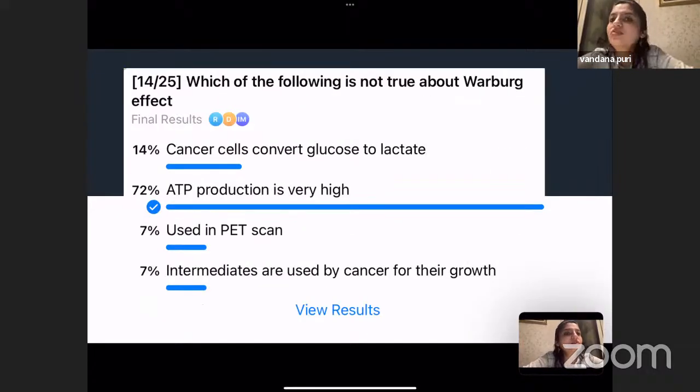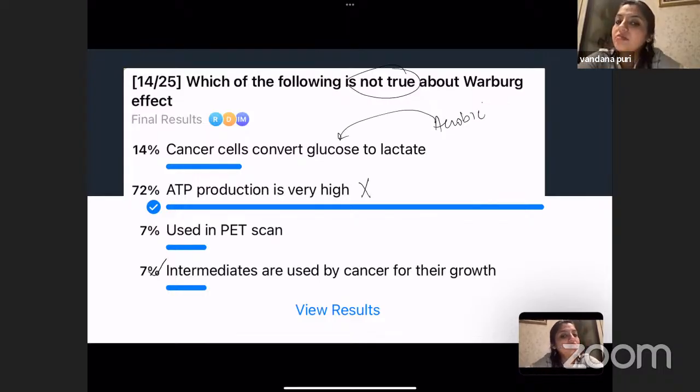Now coming to the Warburg effect, this we have already discussed in the group also. I think somebody asked in the group. So yes, we know that the Warburg effect is typically aerobic glycolysis, and in this the cancer cells convert glucose to lactate. But remember, what is not true is that ATP production is high. Glycolysis produces only 2 ATP as compared to the 24 ATP produced by oxidative phosphorylation. So ATP production is not high. But this is basically aerobic glycolysis, and in the presence of oxygen also glycolysis is used, which converts glucose to lactate.